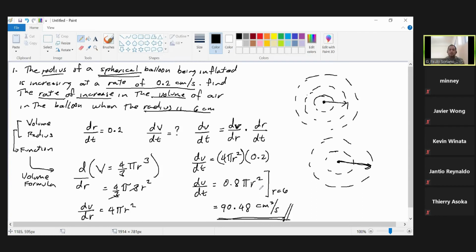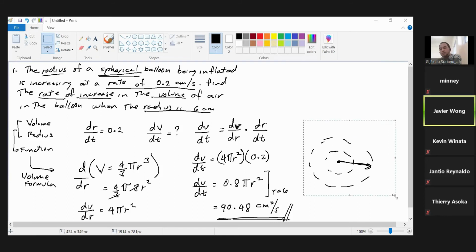Clear? So, maybe an extreme application. If you'll be dealing with explosions and waves in the future, this will come in handy, especially in the field of physics. Okay, clear? Questions on this?